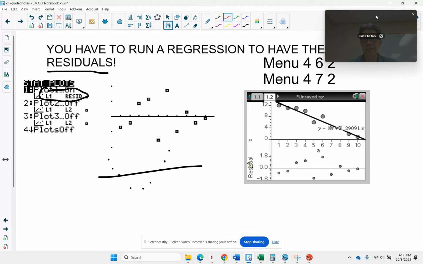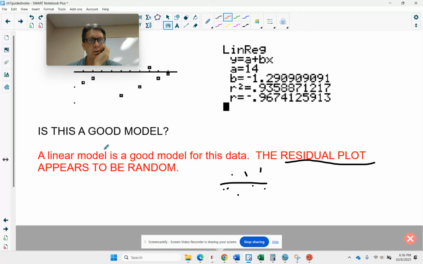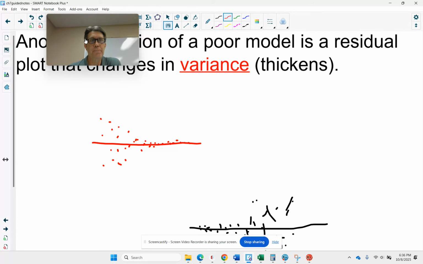So again, if you're doing the Inspire, put them in, graph them. I graphed A and B here, and I went menu 462. You got to get the line on there first. Then menu 472, and sure looks like it's random. So I would say yes, it's a good model. A linear model is a good model because the residual plot appears random. Make sure you make a little sketch. No accuracy to a sketch. You just put it on there, and away you go.